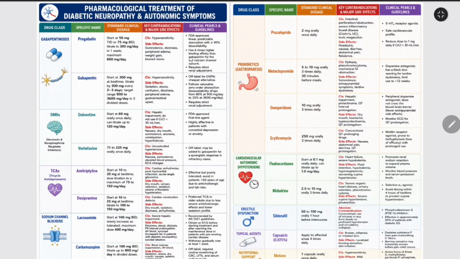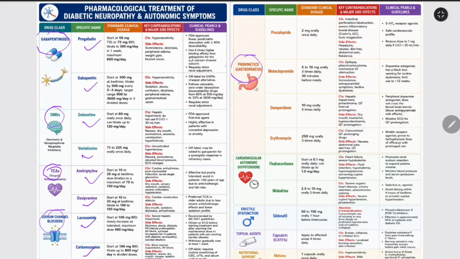Now these are the drugs which are used. So gabapentinoids, number 1, includes pregabalin and gabapentin. SNRIs, in that duloxetine and venlafaxine. Tricyclic antidepressants, in that amitriptyline and desipramine. Sodium channel blockers like lacosamide and carbamazepine. Okay, that's about painful neuropathy.